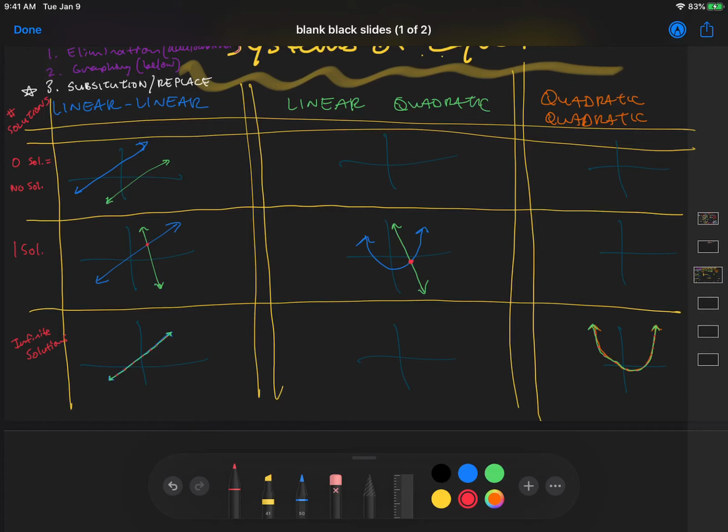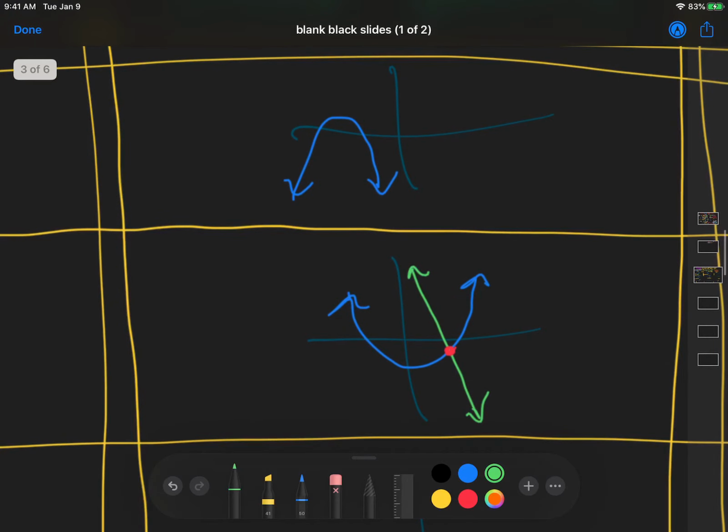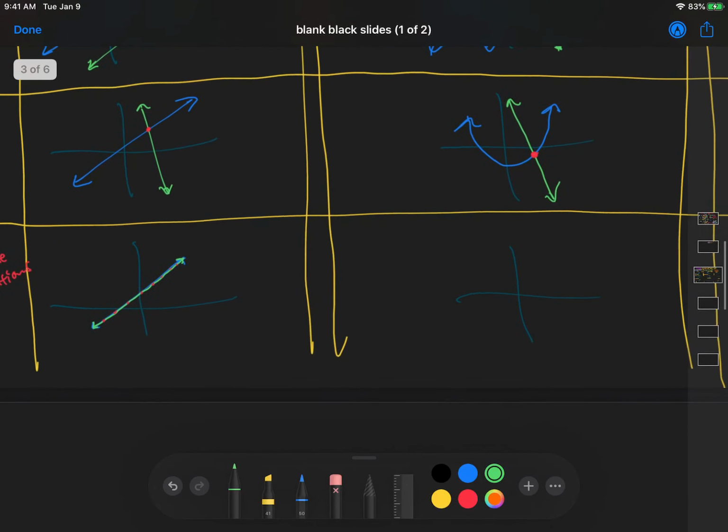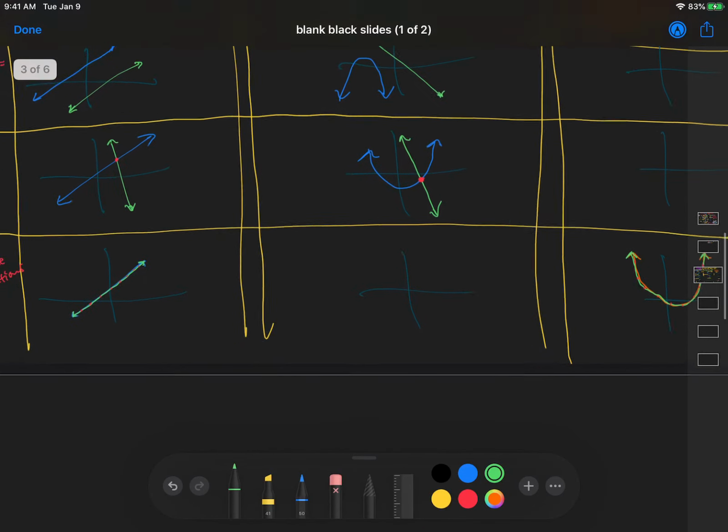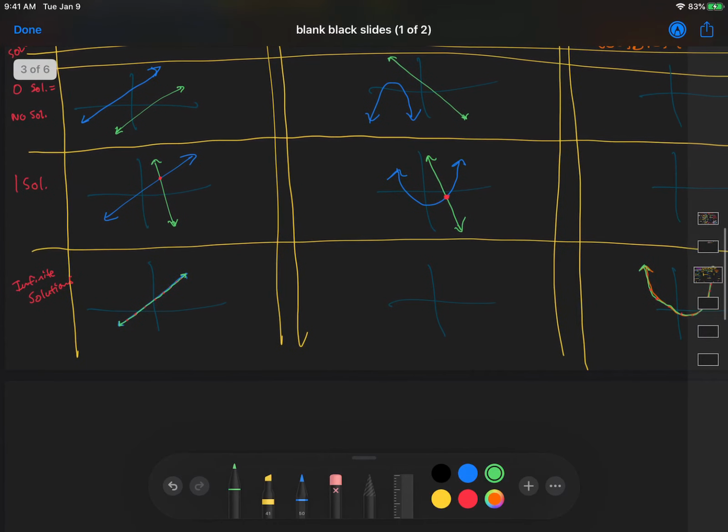But let's do a linear and quadratic. Let's do something different, right? Whoa. Totally miss it, right? No intersection, no dates, no solutions about it. Okay, how do you get an infinite? Okay, this one's going to be impossible, so there is no infinite. But there is one I missed. There's actually two solutions. Can you think of it?